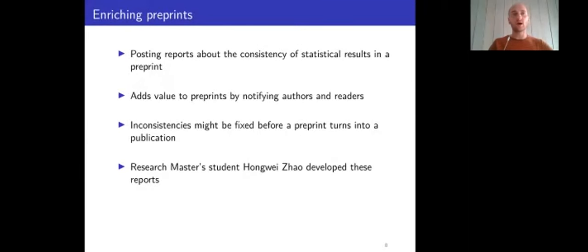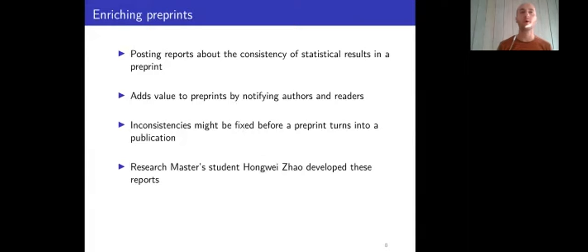And we also worked on a side project that is really related. And that is that we also want to enrich the preprints, by posting short reports about the consistency or inconsistency of statistical results in a preprint. Such a report can, for instance, be added to the preprint via the preprint server, because we can post a report over there as a comment.